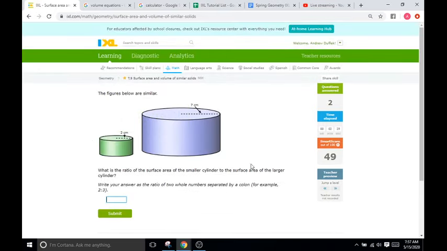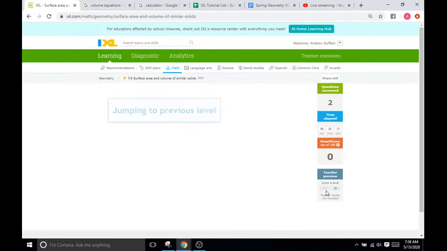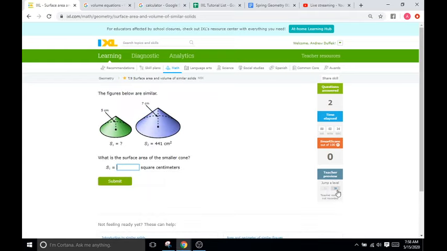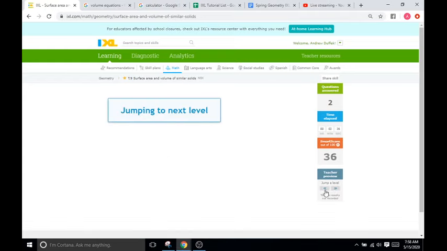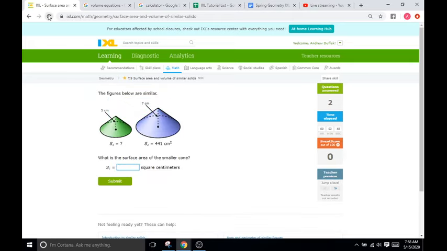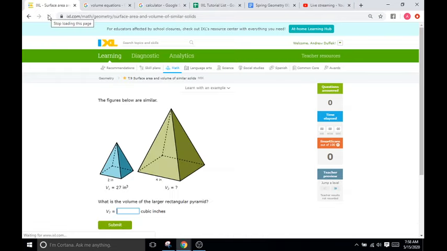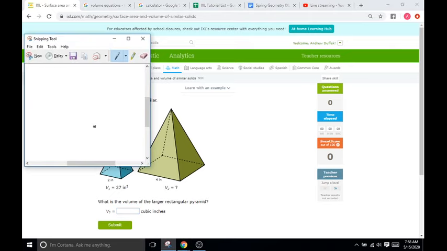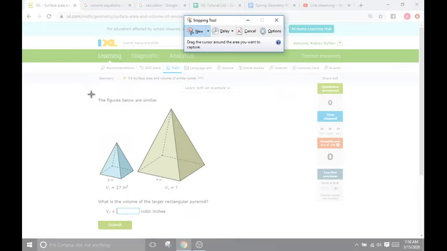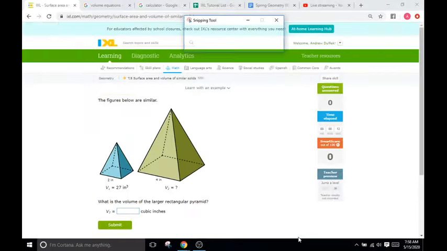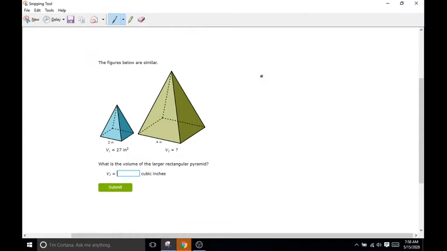Okay, so you get the idea. Let me go back and see if there's a volume one that I can do real quick. Here, okay, so I just found a volume one I can now do. So we have an example for both. So I'm going to go back, and we're going to find the volume of the second shape here.